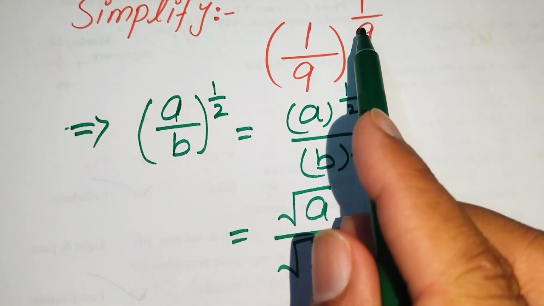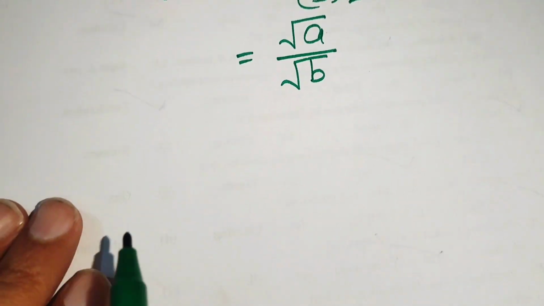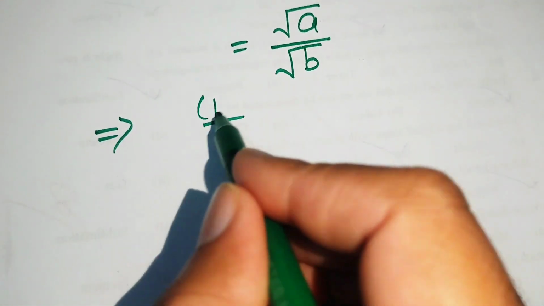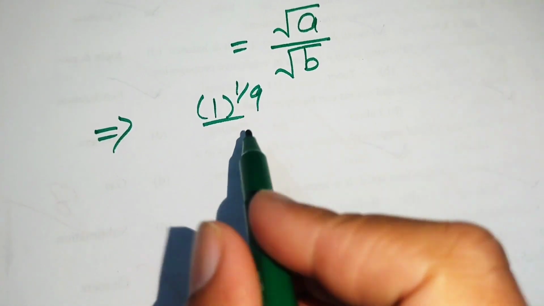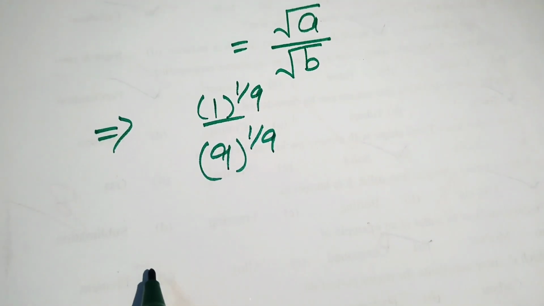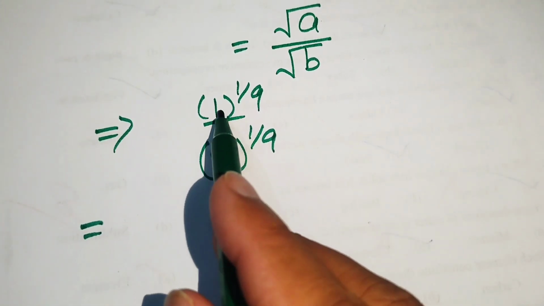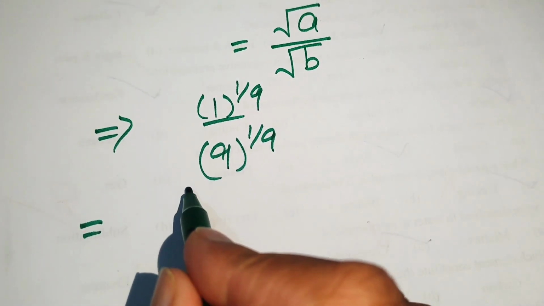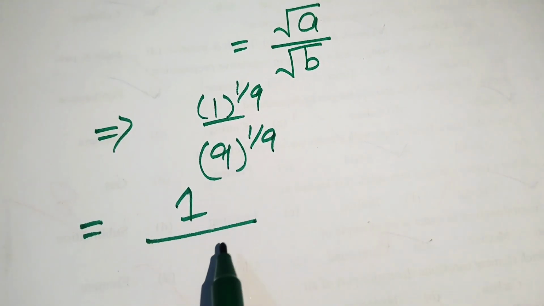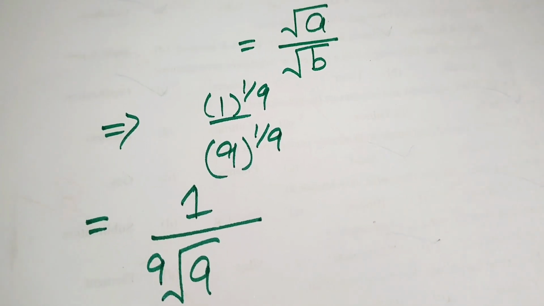Similarly, here first we need to separate this exponent on both of these terms, and it is written in this form: 1 to the power of 1 over 9 over 9 to the power of 1 over 9. Now after that we know that 1 to the power of 1 over 9 is equal to 1, divided by 9 to the power of 1 over 9, which we write in this radical form.